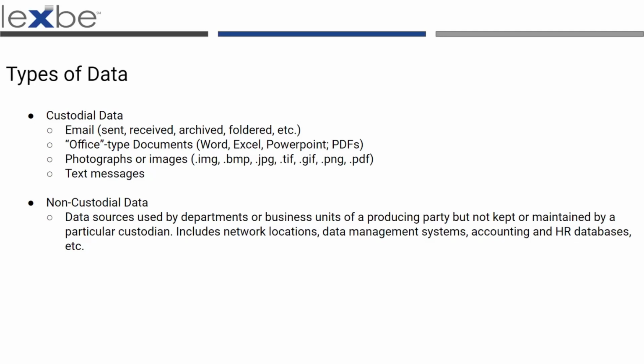Other types of custodial data include documents used in a normal office setting, such as Microsoft Word, Excel, PowerPoints, PDFs, typical office-type documents, photographs or images, text messages, and any other type of data that is generated and maintained by a particular custodian, regardless of where that data may be located.